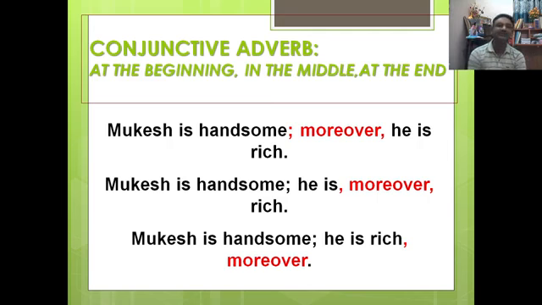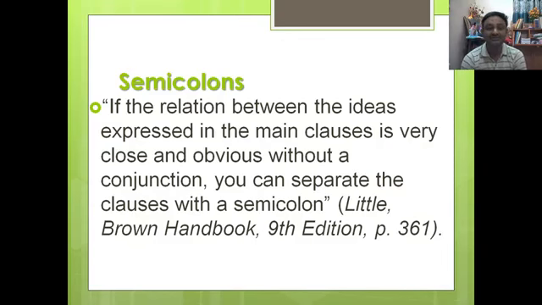The same sentence has been taken: Mukesh is handsome, moreover he is rich. The conjunctive adverb is placed at the beginning, in the middle and at the end. So a semicolon really plays a vital role. According to Little Brown, I quote, "If the relation between the ideas expressed in the main clauses is very close and obvious without a conjunction, you can separate the clauses with a semicolon." Unquote.